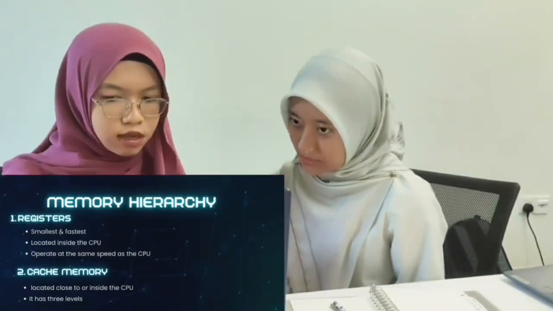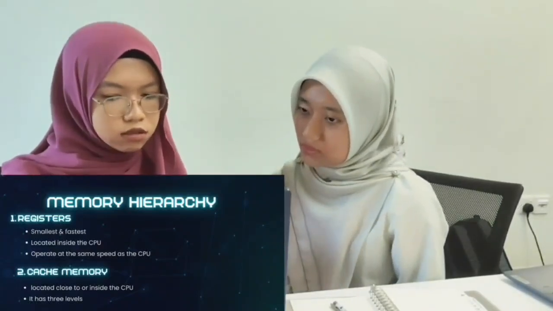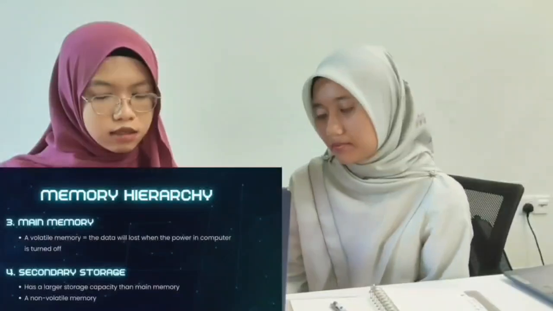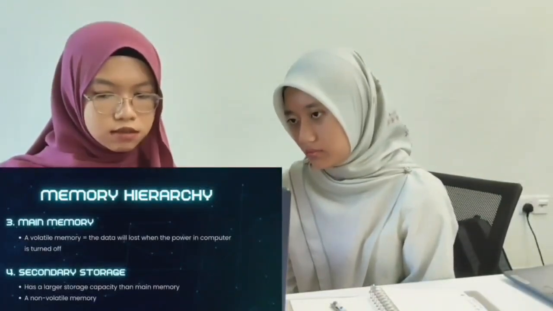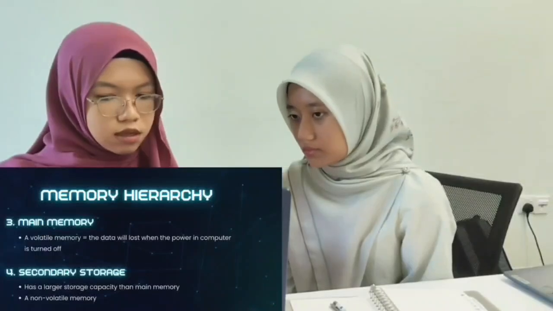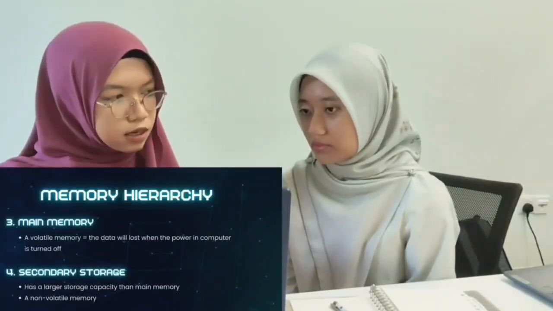There are some parts of the memory hierarchy, which is register. It's the smallest and fastest, located inside the CPU, and it operates at the same speed as the CPU. Next, cache memory, which is located close to or inside the CPU too, and it has 3 levels. And next, main memory. It is a volatile memory, which means the data will be lost when the power in the computer is turned off.